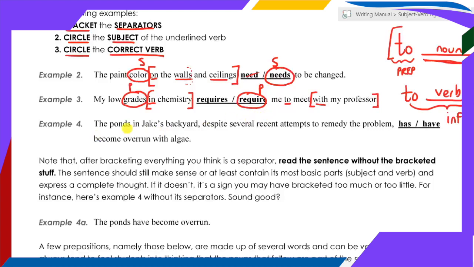Example 4: Ponds in Jake's backyard, blah, blah, blah. So here we have a preposition that starts a prepositional phrase. But notice we have another sort of interrupting or separating phrase here.